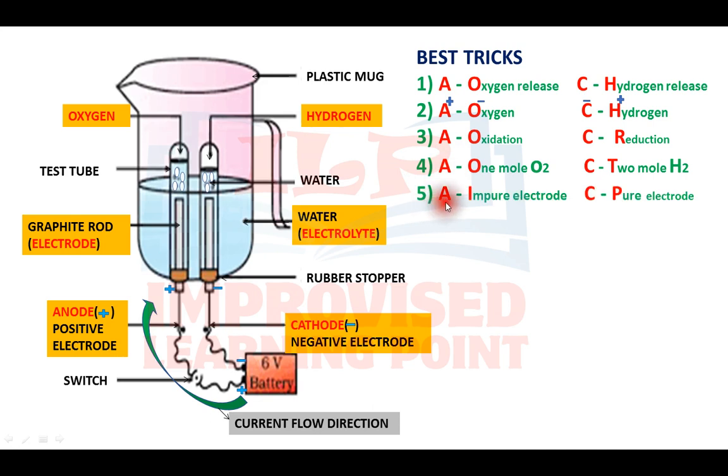Now the anode is the impure electrode. Anode is also known as the impure electrode. Cathode is the pure electrode. Again, vowels are together, consonants are together.